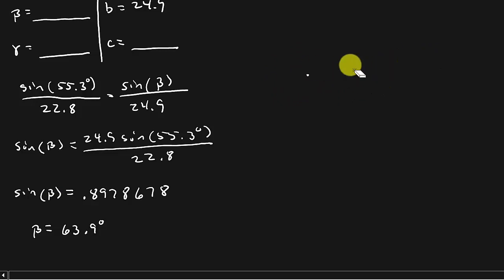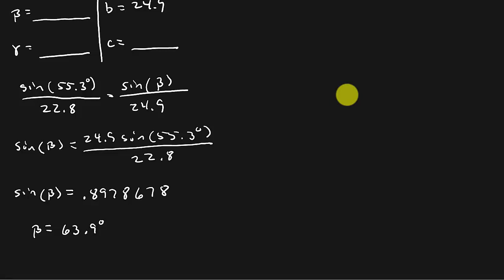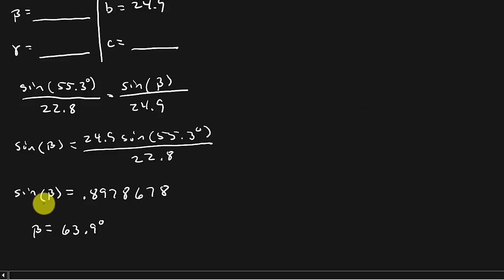All right. So that's what we get. All right. So let's hang on just a second here before we move on in the problem. So I've got sine beta is equal to what? Sine beta is equal to positive 0.89 and some decimals.